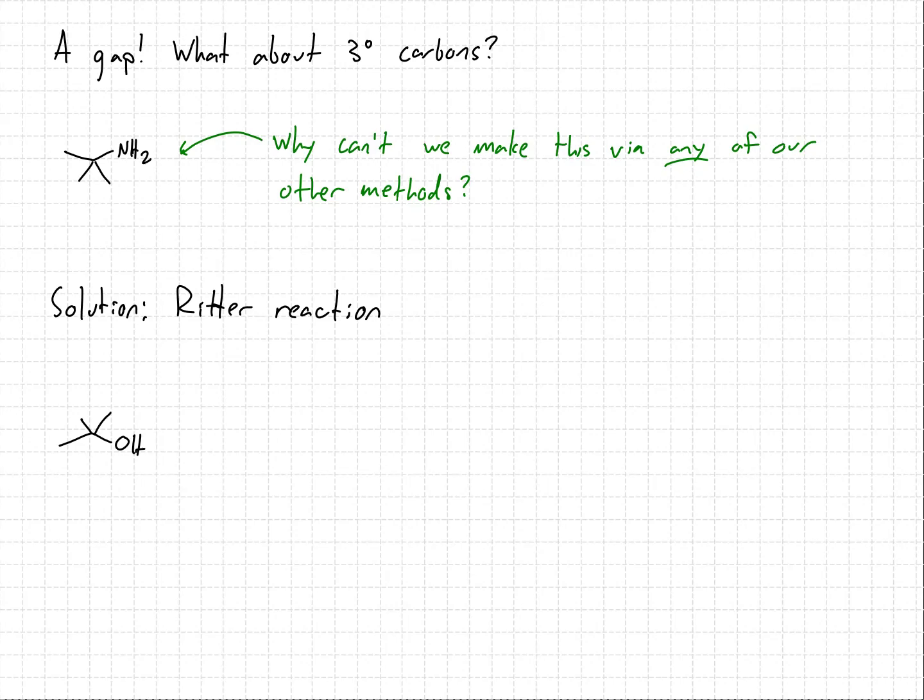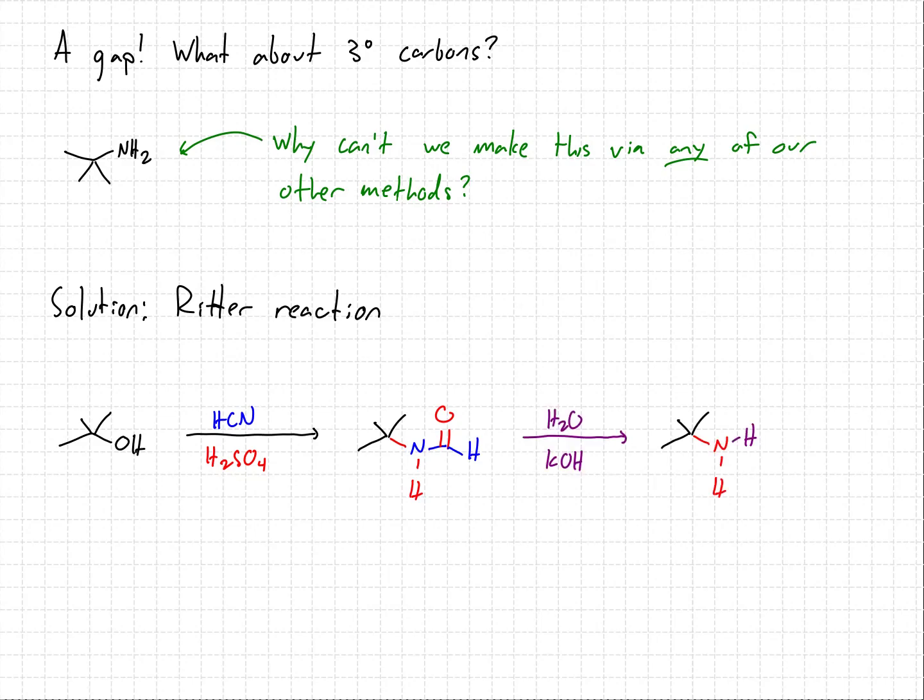The Ritter reaction starts with a tertiary alcohol, like tert-butanol, and treats it with hydrogen cyanide in the presence of sulfuric acid. This will give a formamide, which can be hydrolyzed with water and potassium hydroxide to release the amine. It would be good mechanistic practice to show a mechanism for this reaction. Show the mechanism, then come back and we'll discuss how this reaction works.